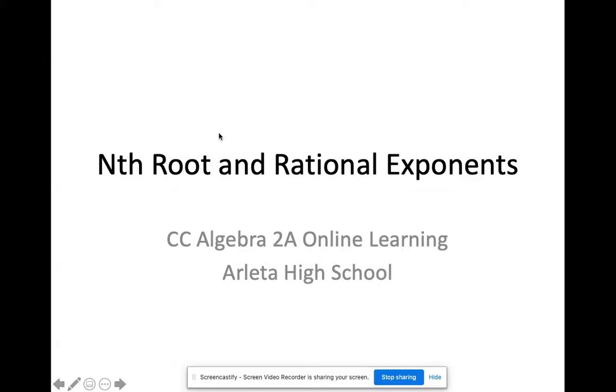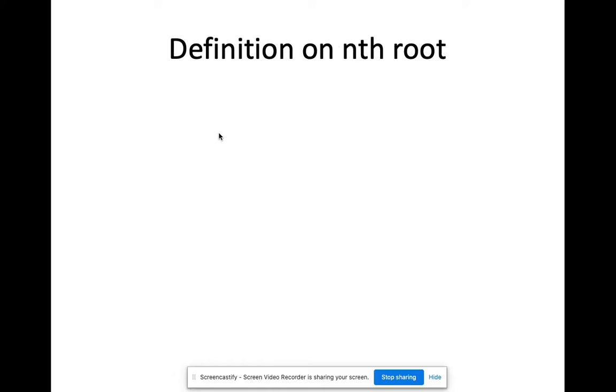Hello, everyone. Our lesson for today will now start with a new chapter. This is chapter 5, which talks about rational and radical expressions. This is section 5.1, which is about nth roots and an introduction to rational exponents. So, how do we define the nth root?